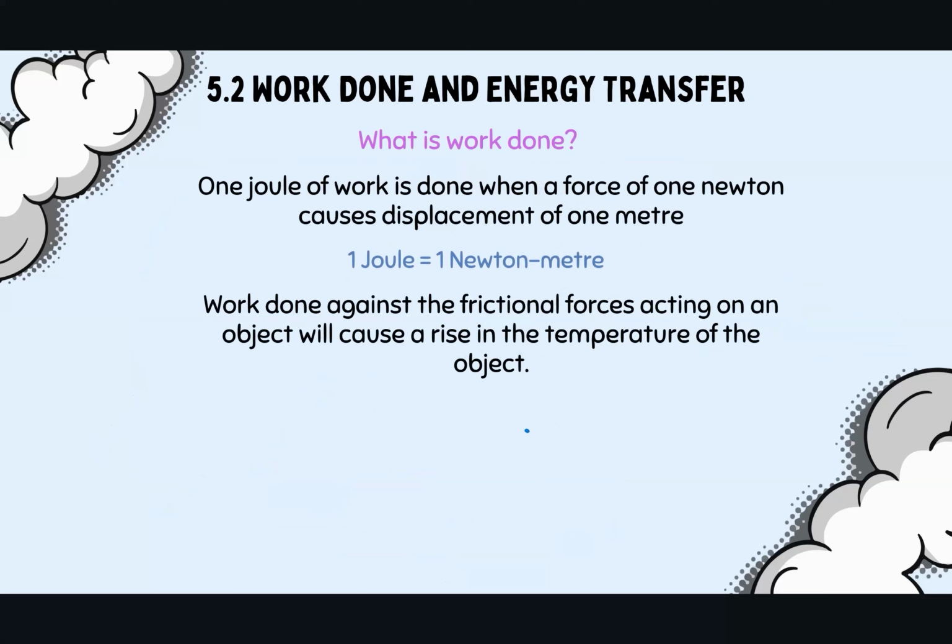Work done against the frictional forces acting on an object will raise the temperature of the object. So like what I said before, what happens when particles collide with other particles? When particles collide with other particles, they transfer energy. So it causes energy to be lost, energy to be dissipated. So work done is measured in joules. Potential energy is also measured in joules.